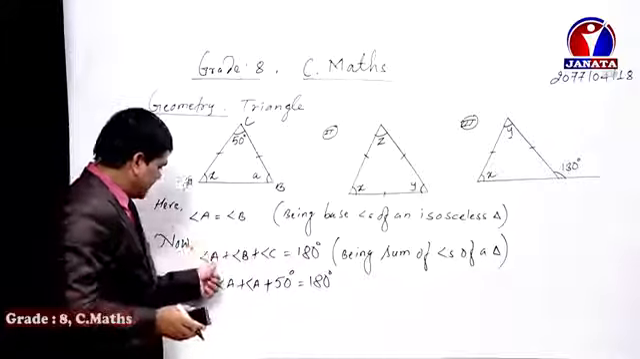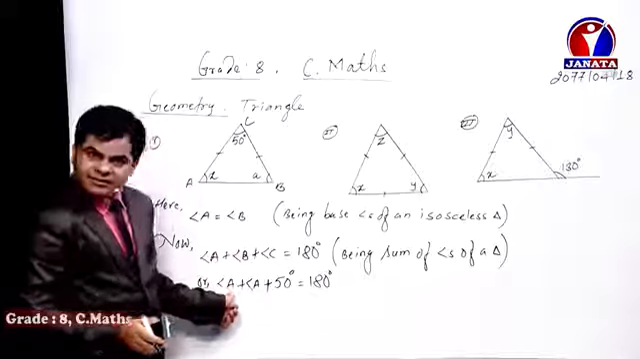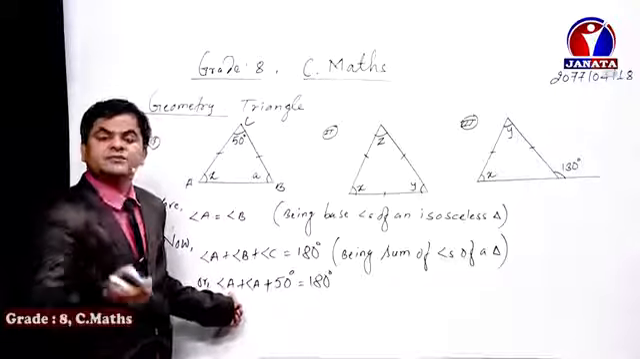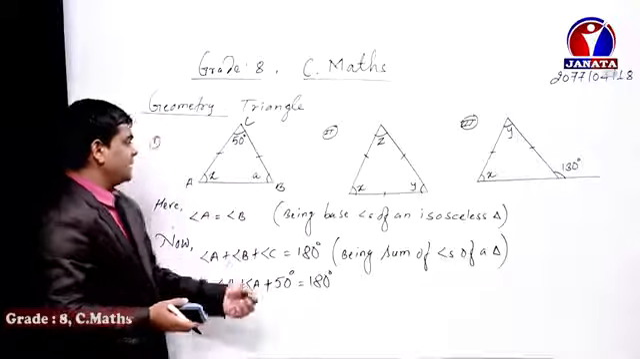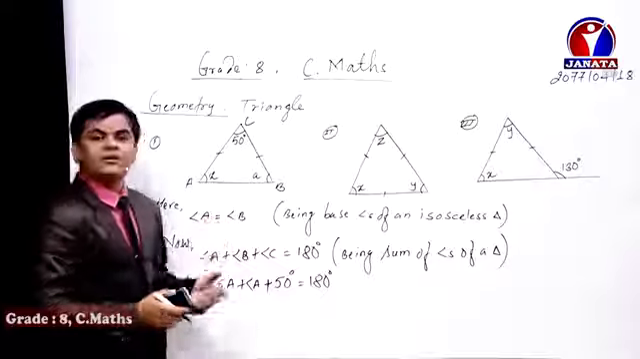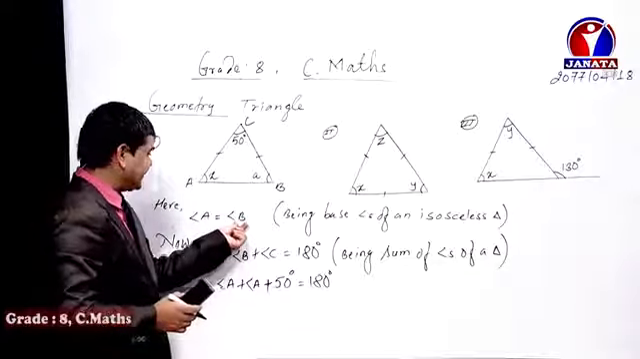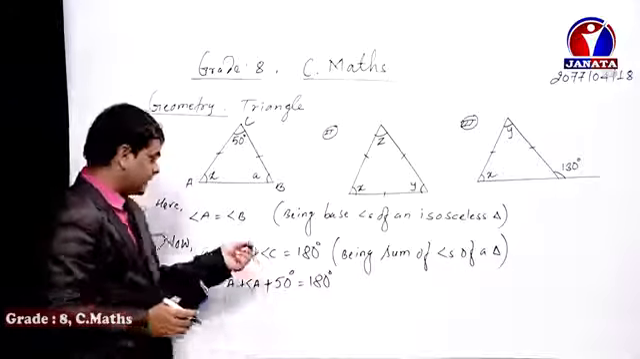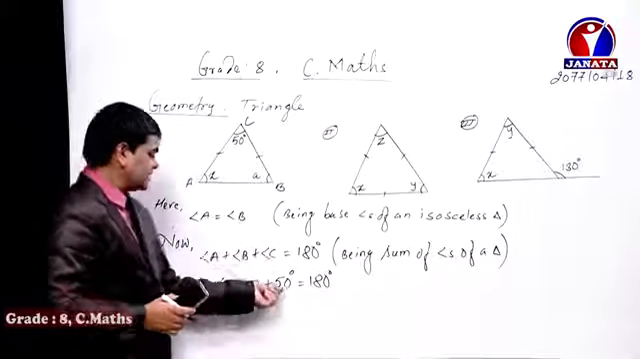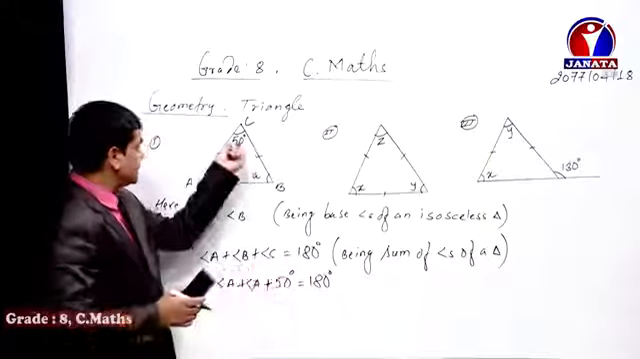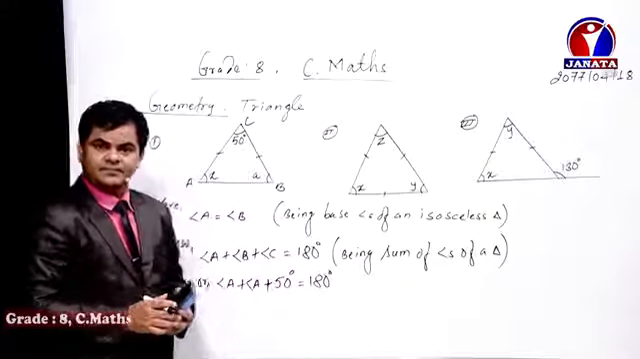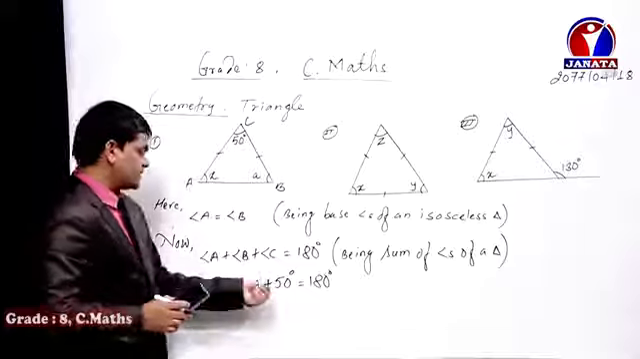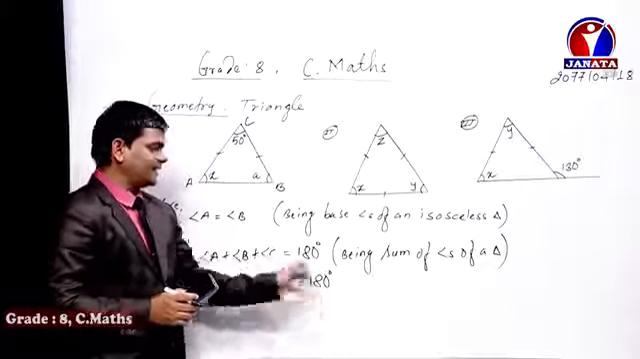In place of angle B I have written just angle A because I am going to find angle A first, and whatever the value of angle A, it will be exactly equal to angle B. So we can find the value of angle B later as well. And in place of C I have kept 50 degrees because it is given in the question as 50 degrees, equals 180 degrees.